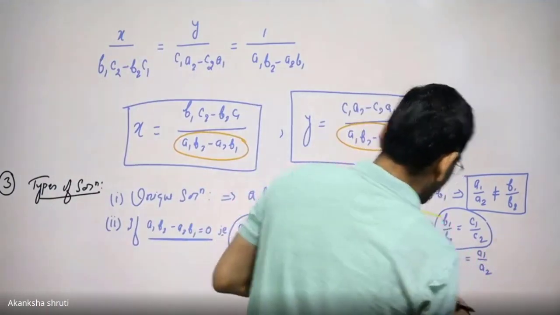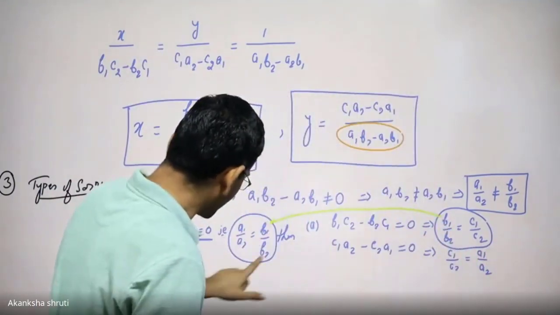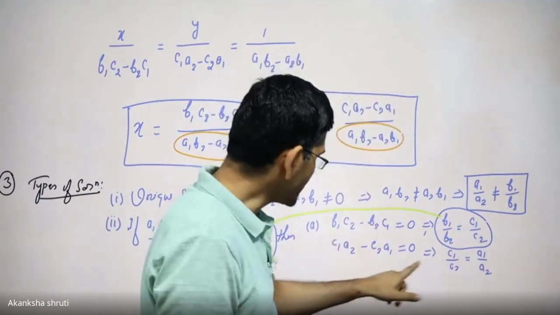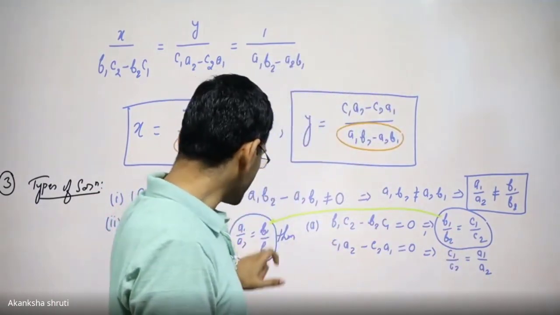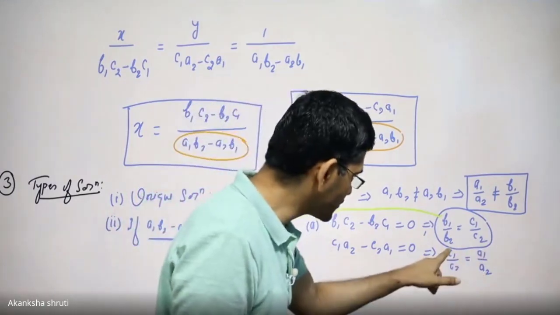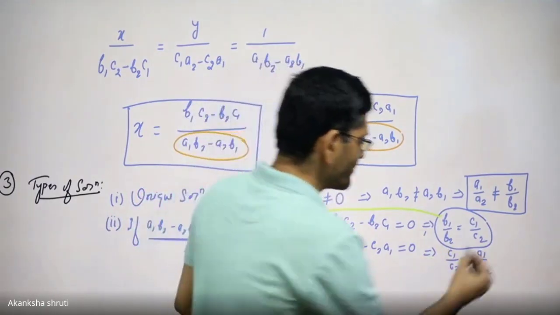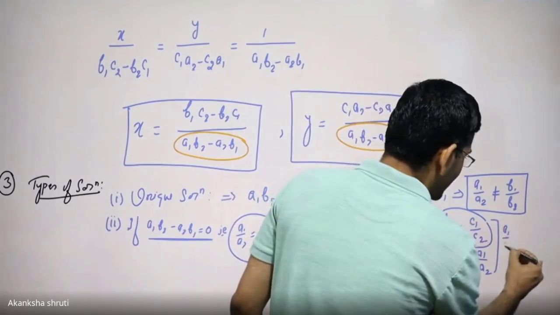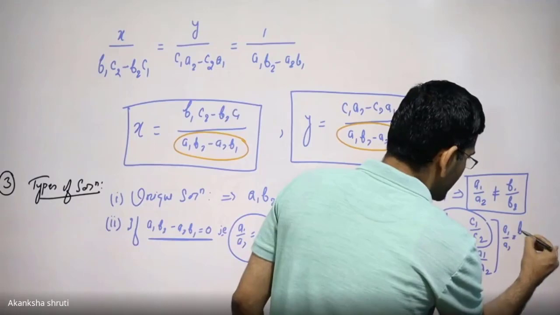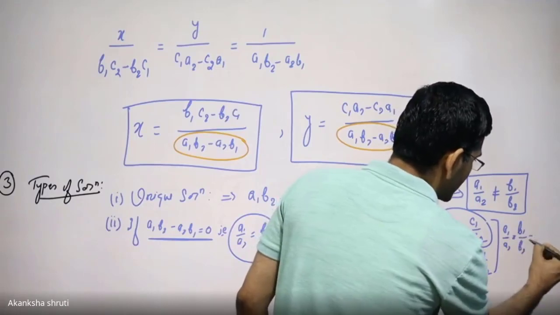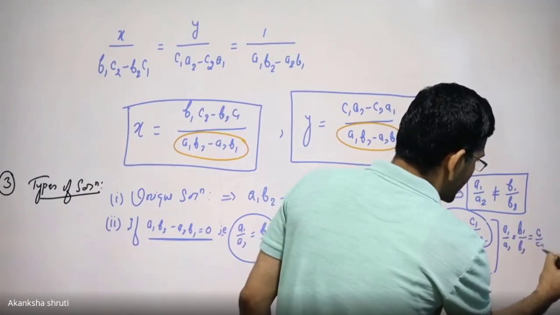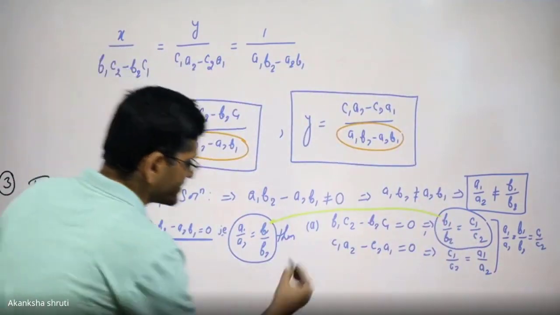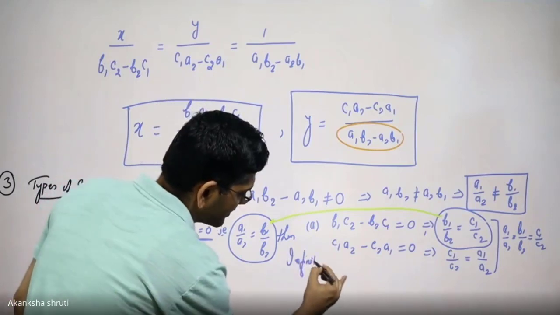This implies, even if I am considering this denominator as 0 and this numerator as 0, from the second you will still get A1 by A2 is equal to B1 by B2, but this A1 by A2 is equal to C1 by C2. It simply means under this condition, we have A1 by A2 is equal to B1 by B2 is equal to C1 by C2. So this situation is called infinite many solutions.